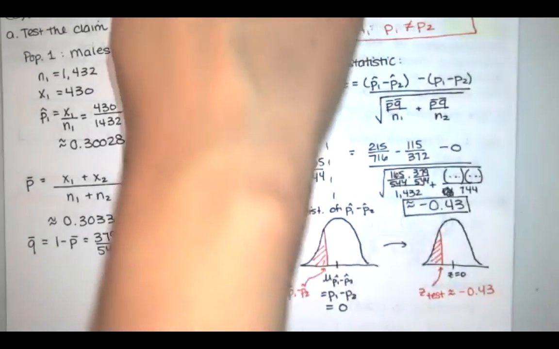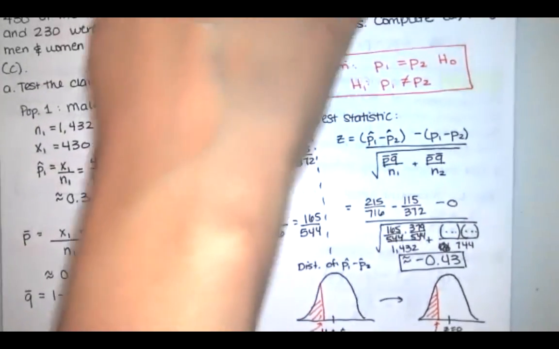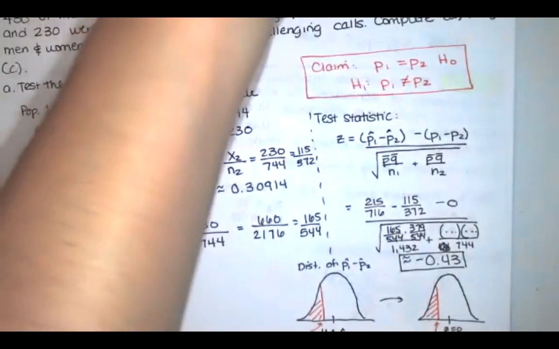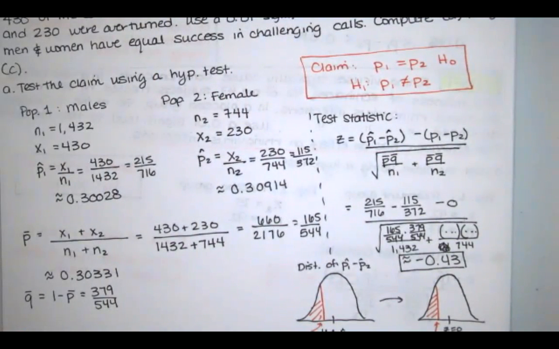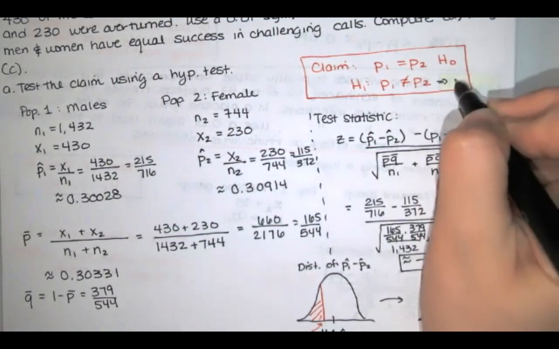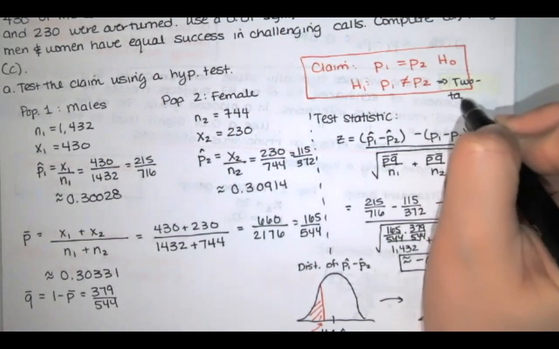Now, whenever you're computing the p-value, the first thing you need to think about is whether you have a right-tailed test or a left-tailed test or a two-tailed test. And that comes from looking at the alternative hypothesis. Since our alternative hypothesis has a not equal to sign, that means we're dealing with a two-tailed test.